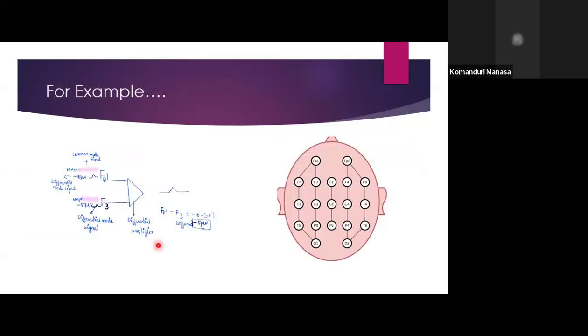So for example, if we take a longitudinal bipolar montage like FP1, F3, usually we will take FP1 in reference to F3.